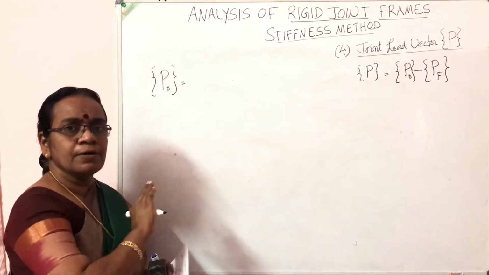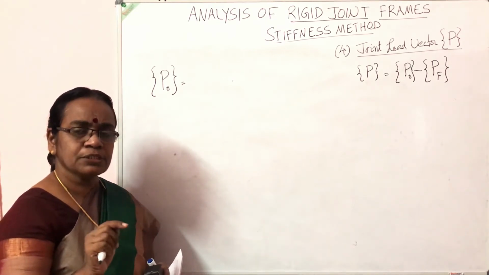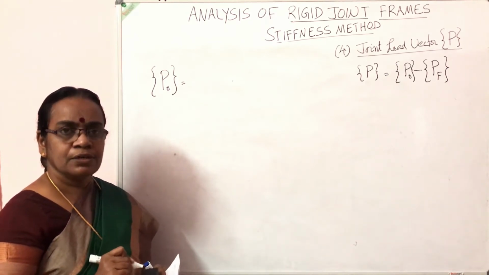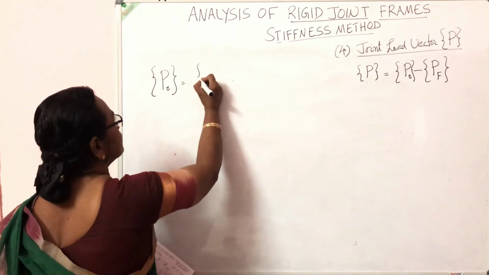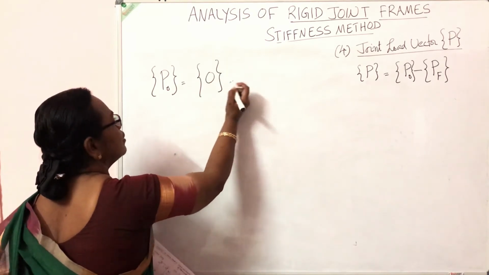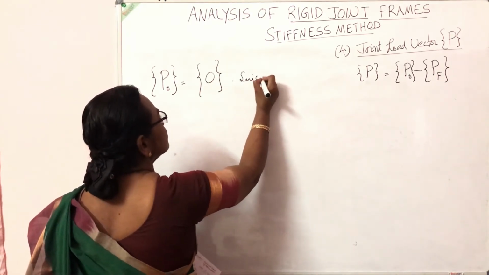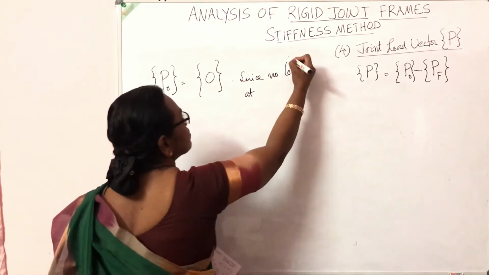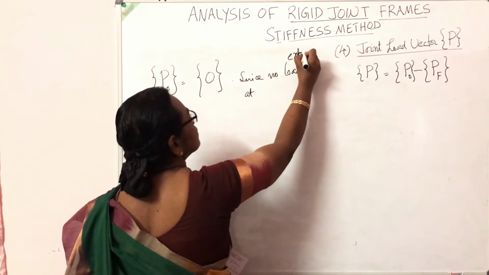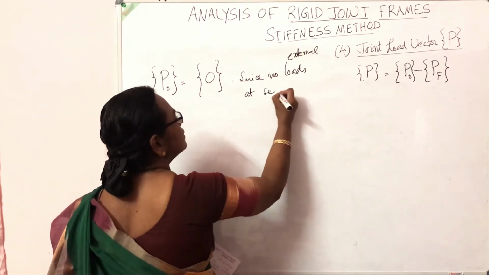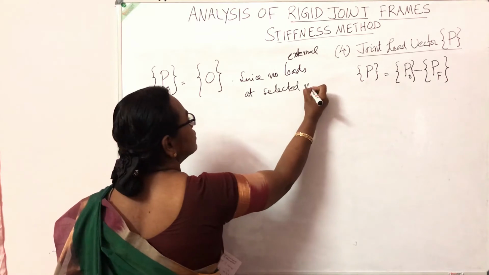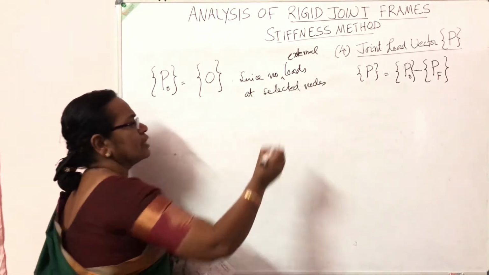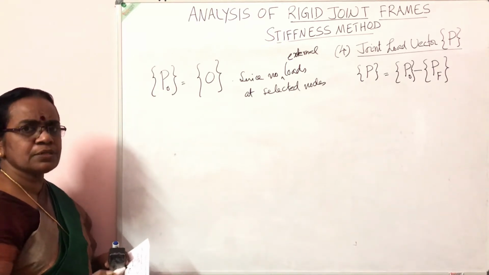In this particular question, there is no load at the nodes. The only load is in the element BC, 10 kN per meter UDL. Therefore, this P0 vector here is 0, since there are no external loads at the selected nodes.